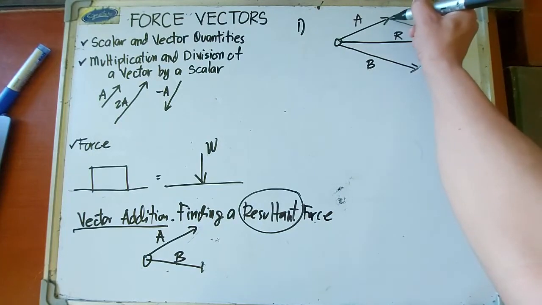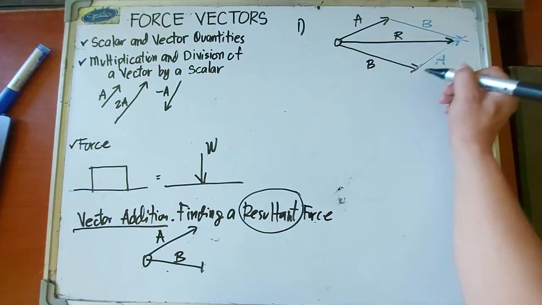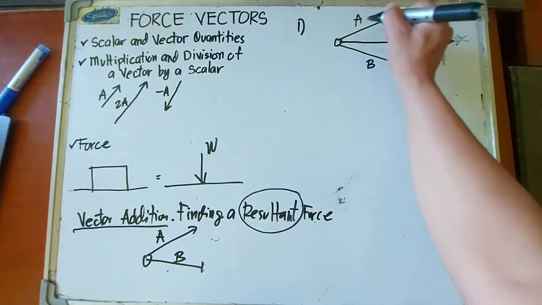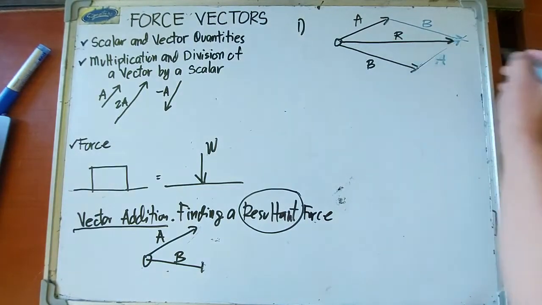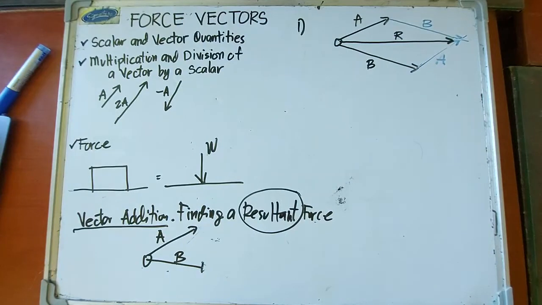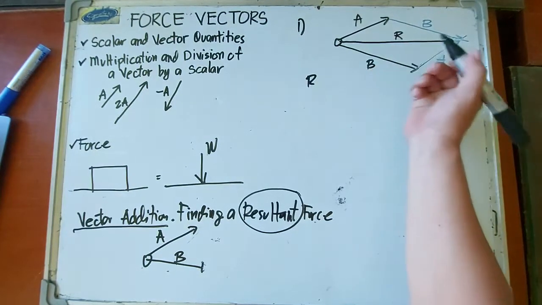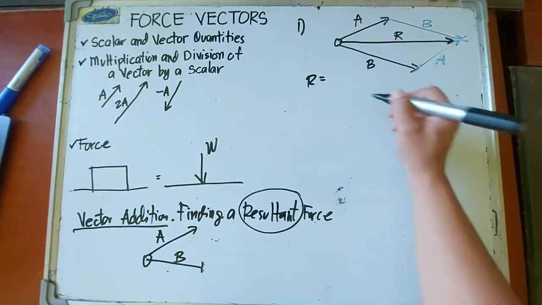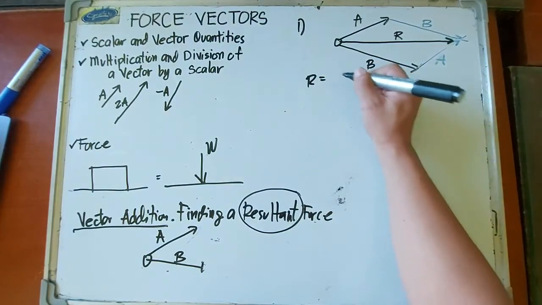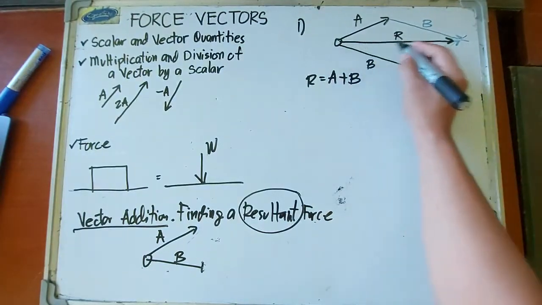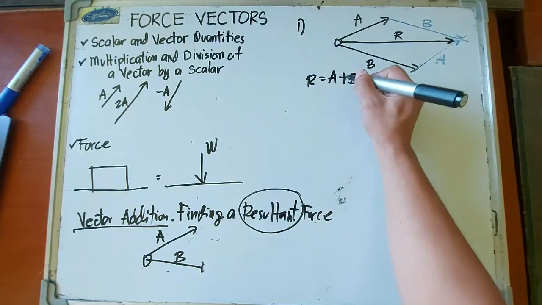So from the head of force A, you draw a parallel line sa force B. And then from the head of force B, you draw a parallel line relative to force A. You draw the diagonal. The diagonal would be the resultant of the two force system. Okay? So the resultant then, pag nag-add tayo ng vectors, A plus B, ito na yon. So hindi siya literally na ina-add ito.